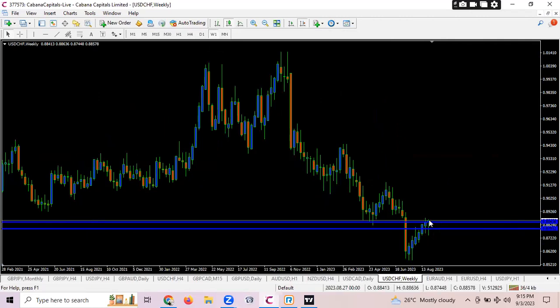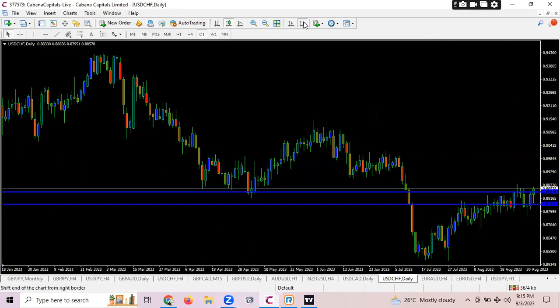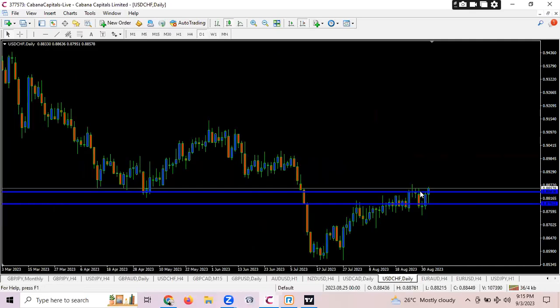You can see last week candle closed above this zone, indicating that we have more buyers than sellers. So USD CHF is bullish. Monthly bullish, weekly bullish. Let's see what we have on daily. You can see also a break from a resistance on daily. Monthly is bullish, weekly is bullish, daily also is bullish. Let's go to 4-hour.